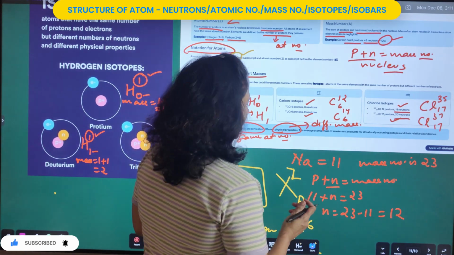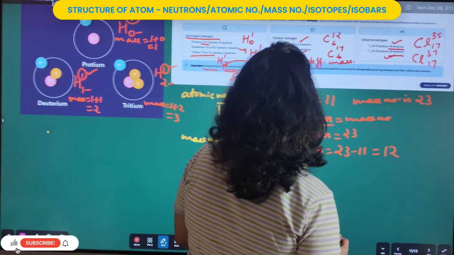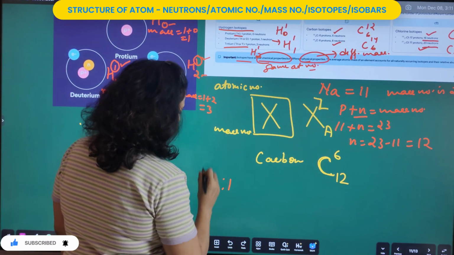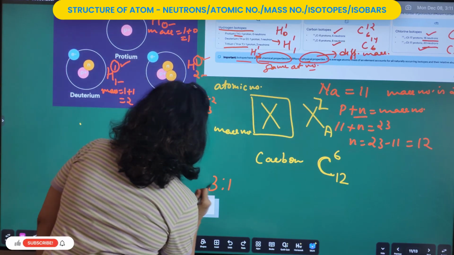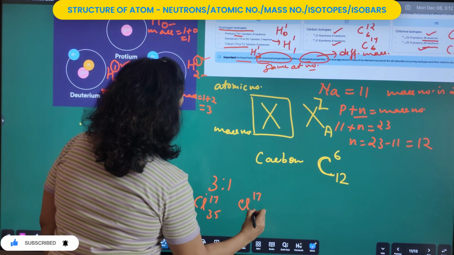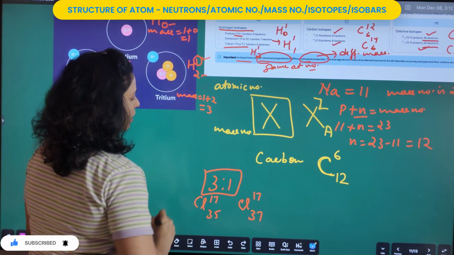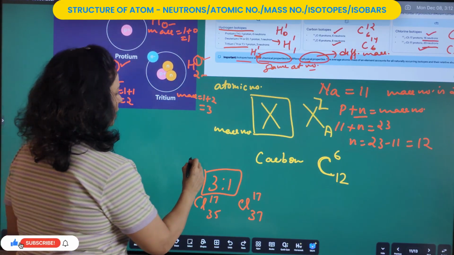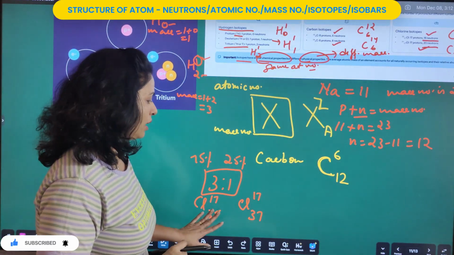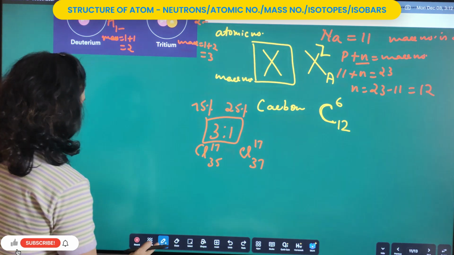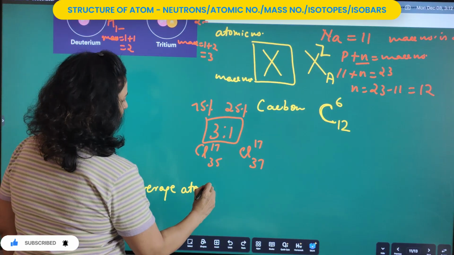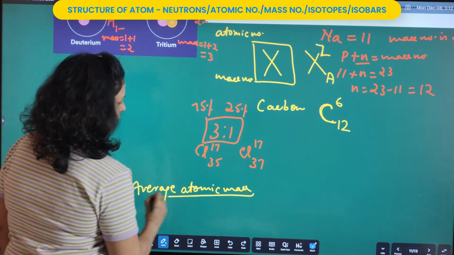If you see chlorine, chlorine 35 and chlorine 37 are present in nature in the ratio 3:1, that is 75% and 25%. So how do we find the atomic mass? What we have to do is find the average atomic mass. We find the average atomic mass in the case of isotopes.